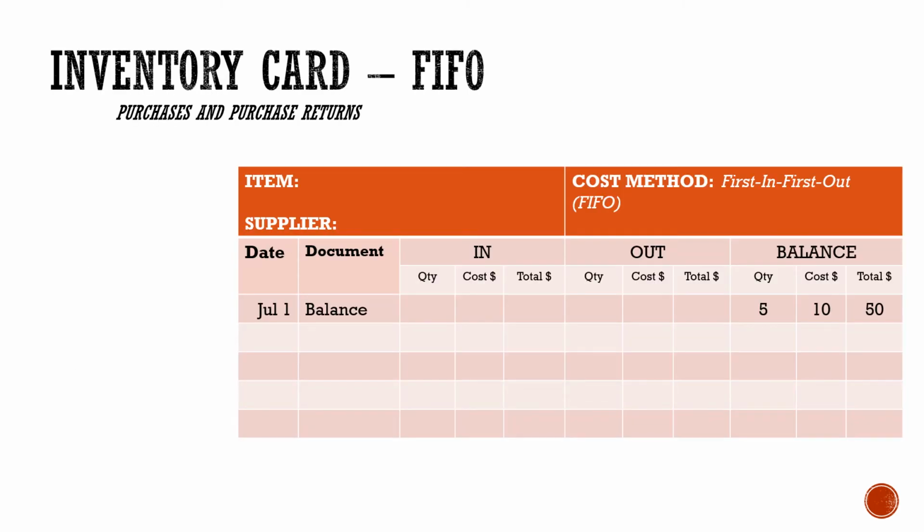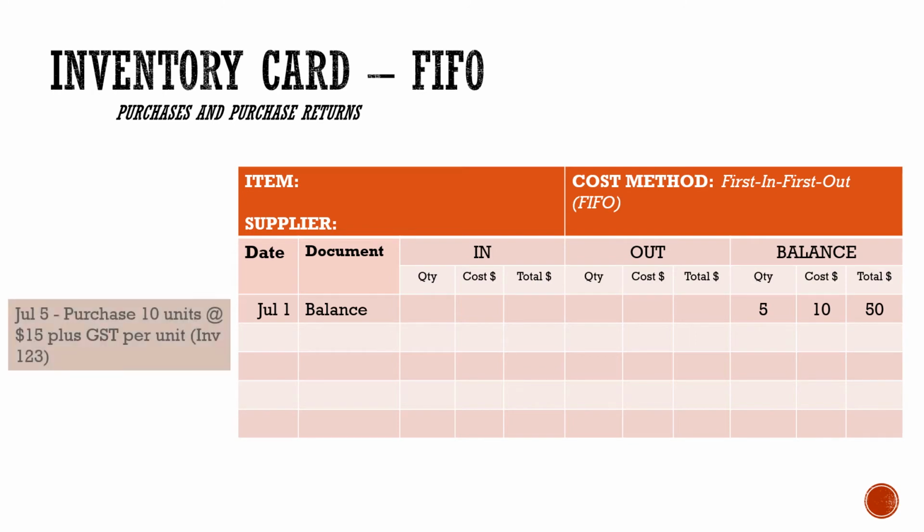First, we'll look at how we record purchases and purchase returns using the FIFO method. We start off with a balance of 5 units at a cost price of $10 per unit. On the 5th of July, we purchased 10 units at a cost price of $15 per unit. As what we've done earlier with the identified cost method, we just need to make sure that our balance column reflects the 2 batches of inventory that we now have.